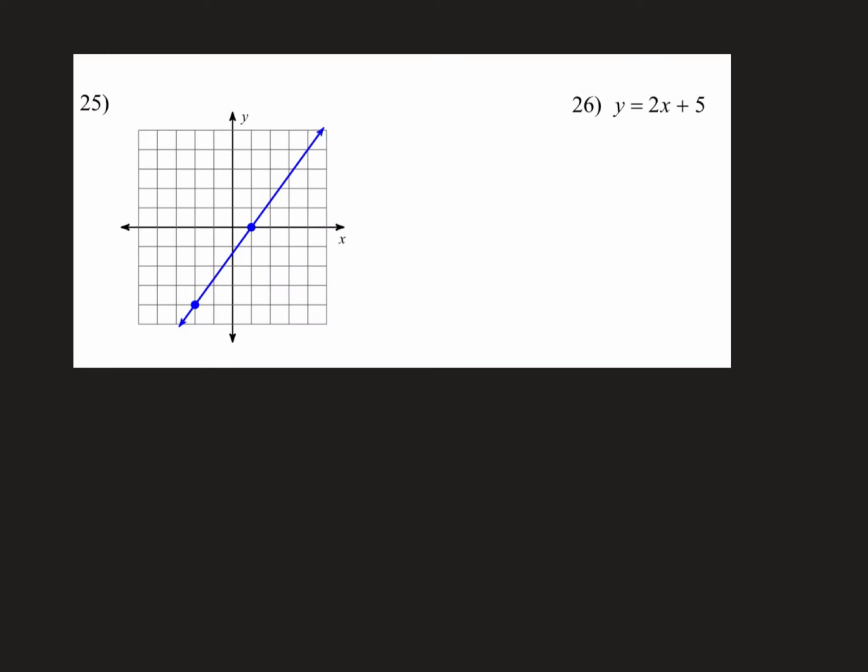The next one, same instructions. I'm going to rise 1, 2, 3, 4. So rise 4, run to the right, so it's positive 1, 2, 3. So positive 4/3, rise over run. The next one, the only work I can do is write that problem down and write y equals mx plus b. Because it's in that form, the slope is 2, the y-intercept is 5.